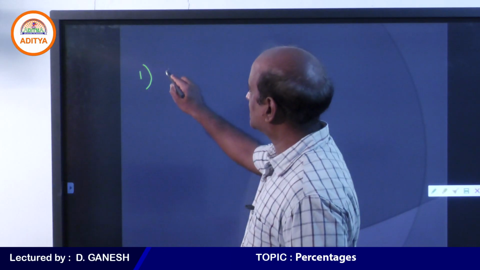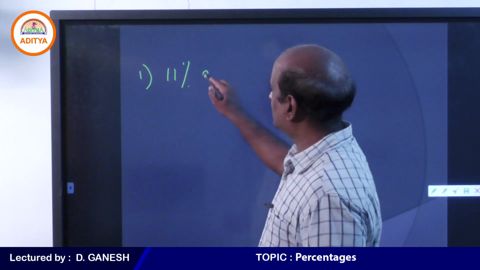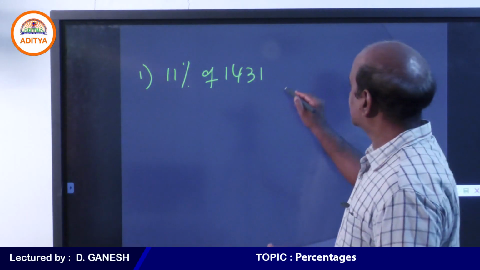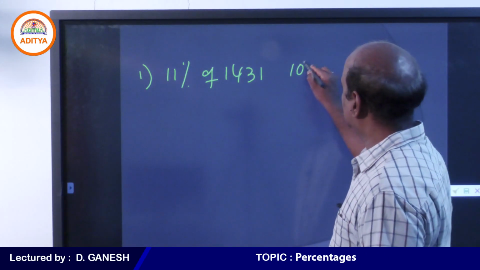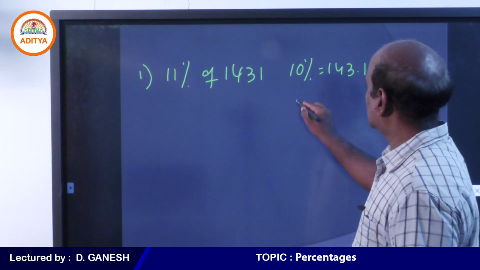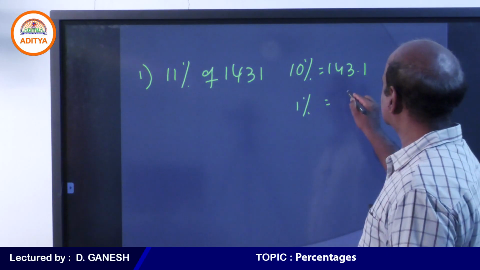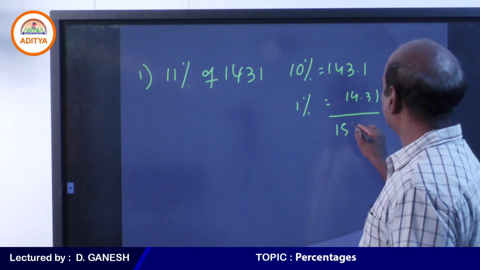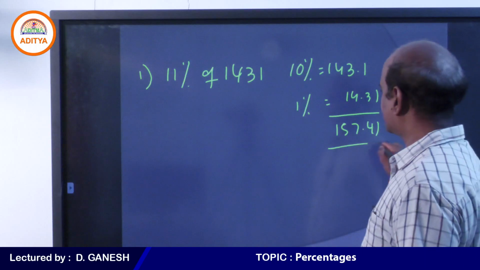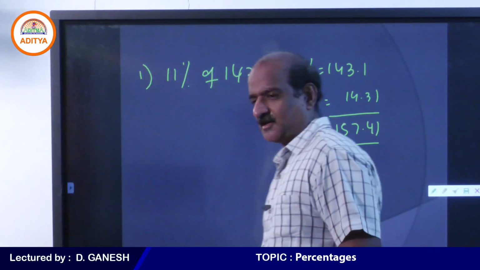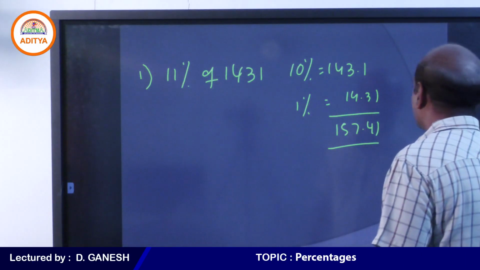So here we go. Come on students, make it fast. 11% of 1431. Quick. So yes, 10% is 143.1, and of course 1% is 14.31. Hence the answer must be 157.41. So this is 11% of the given number. Now we continue with some more questions.